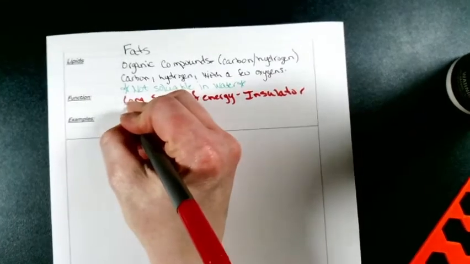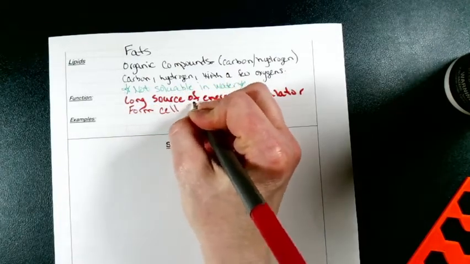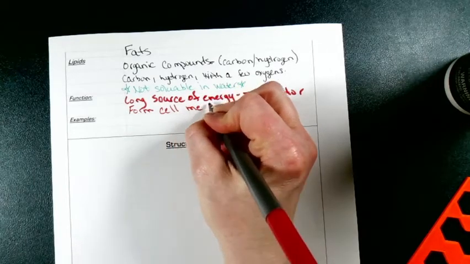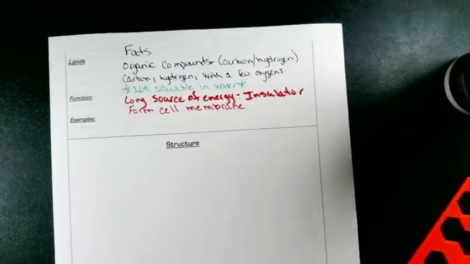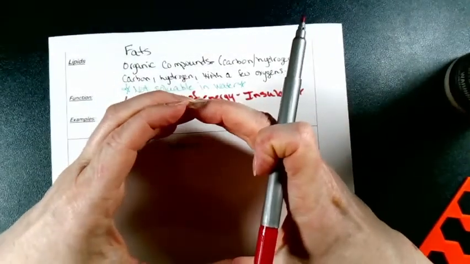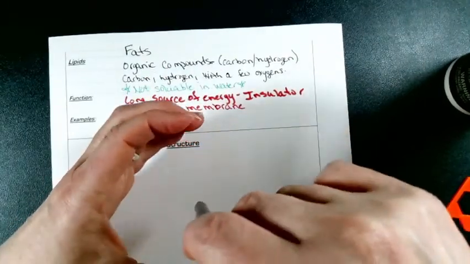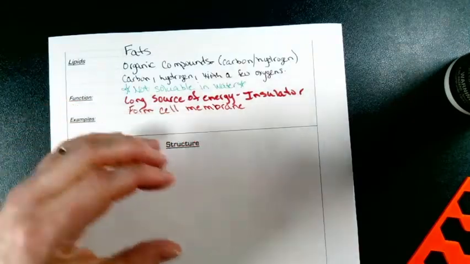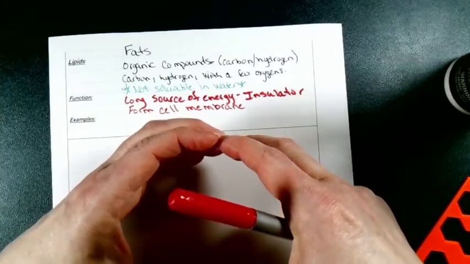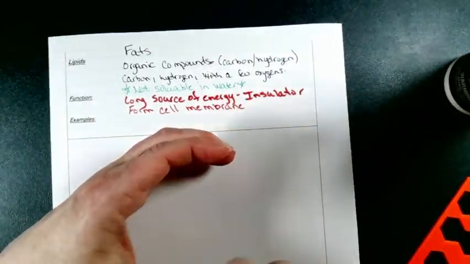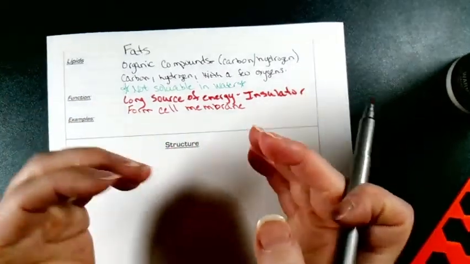Lipids also form the membranes of our cells. If you've ever seen a cell, inside that cell you have the nucleus, the mitochondria, other organelles within that cell. On the outside of that cell that surrounds all of your innards inside that cell, the outside of it is made up of lipids to hold everything in and protect it.